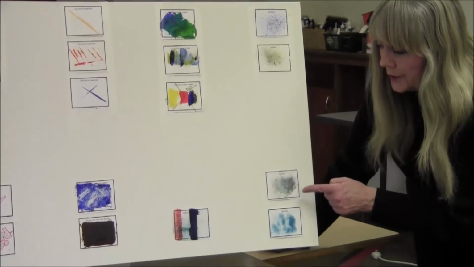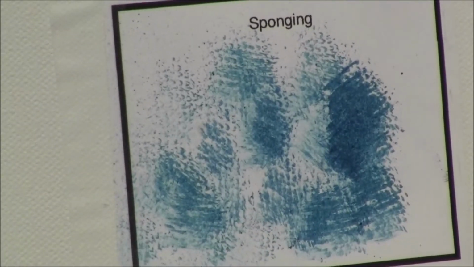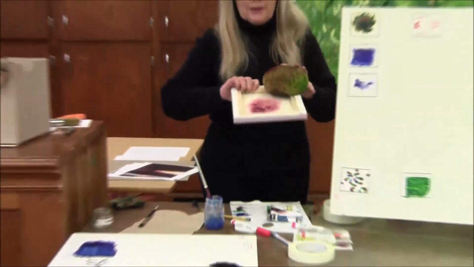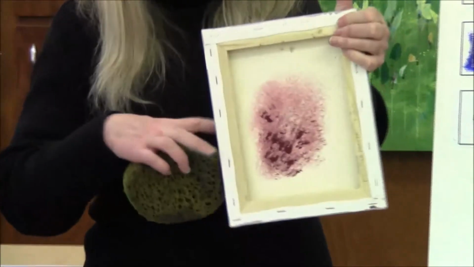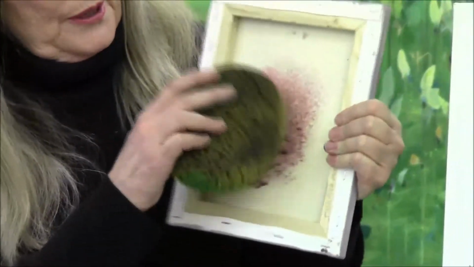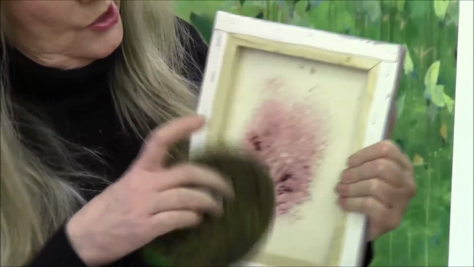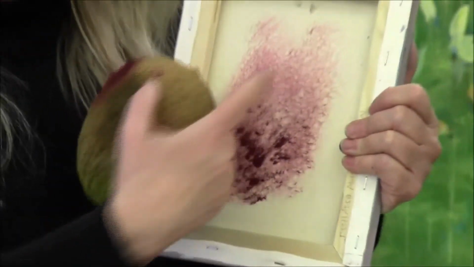Okay, our last one is sponging. And I know most of you have used sponges before in various projects. So with sponging, if you have a big sponge like this, you're going to get a big pattern. So with this, I can sponge on here, and where I have heavy paint, it's going to make dots or marks. But as I keep going like this with the sponge, I can really feather that out or blend it out. So this sponge has big holes in it. It's going to create a different pattern.